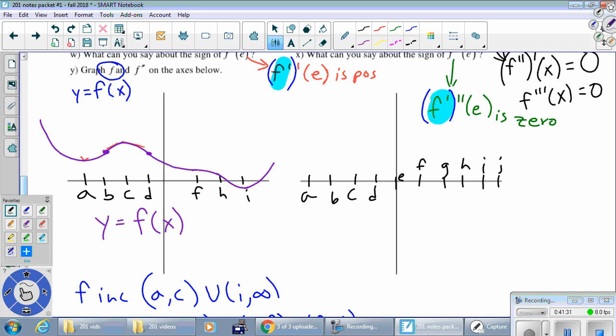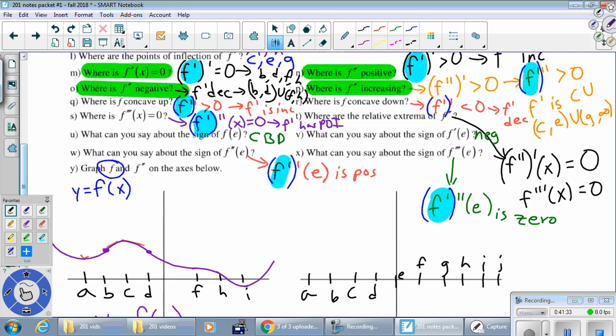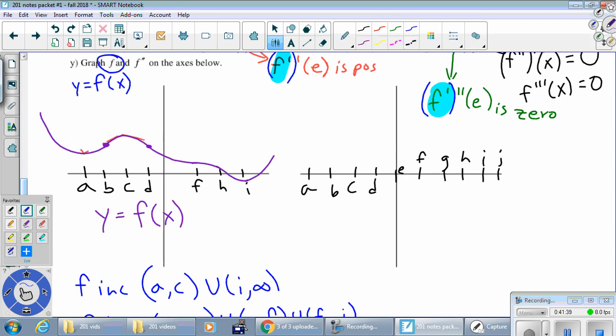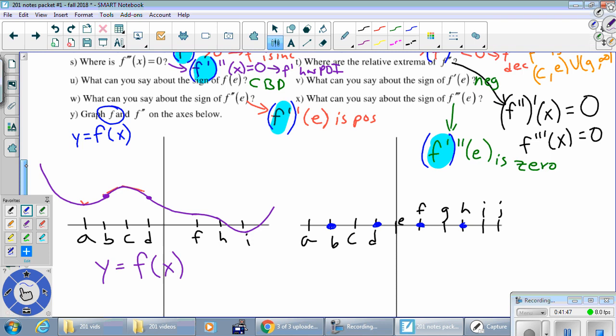Okay, so one more time. F double prime is 0 at B, D, F, and H. So those are the 4 x-intercepts of this graph.